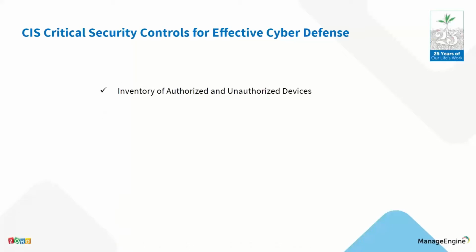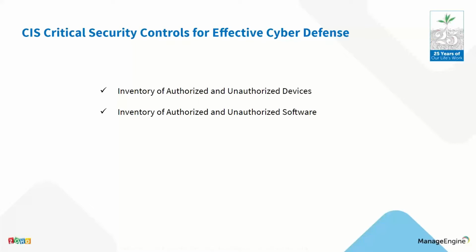So the first one talks about authorized and unauthorized devices. The control says you need to have a list of authorized and unauthorized devices. Not only devices, they also say you need to have an inventory of authorized and unauthorized software as well. So you need to know what the users have installed and how many are authorized. If they somehow have an unauthorized application installed, you need to have those lists and have them taken away.